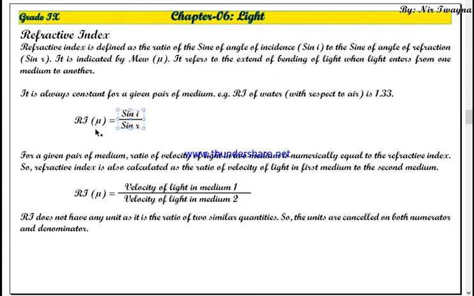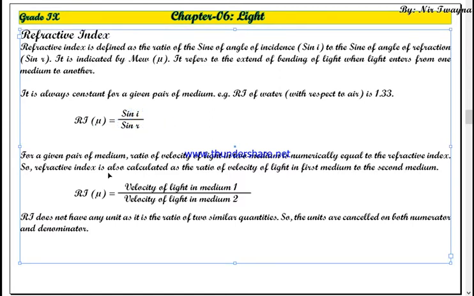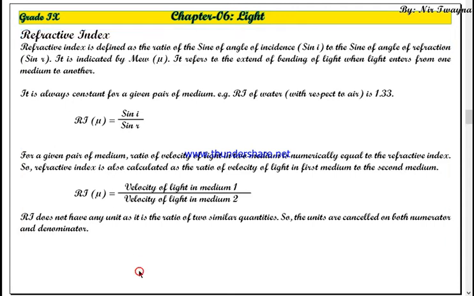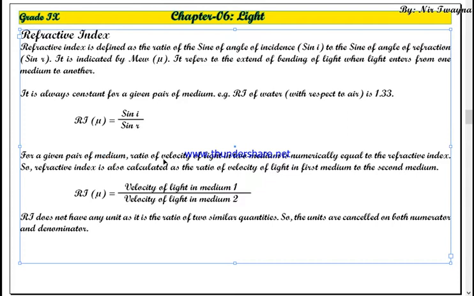Now memorize this, understand this formula, and you need to memorize it. If you understand it, then it won't be a problem to memorize it. Okay, next, for a given pair of medium, the ratio of velocity of light in two medium is numerically equal to the refractive index. Now you need to understand this point.